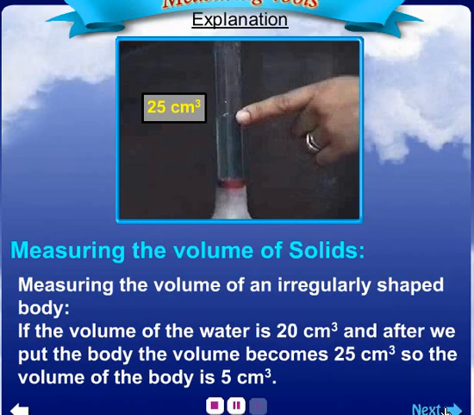As an example, if the volume of the water is 20 cubic centimeters and after we put the body, the volume becomes 25 cubic centimeters. So the volume of the body is 5 cubic centimeters.